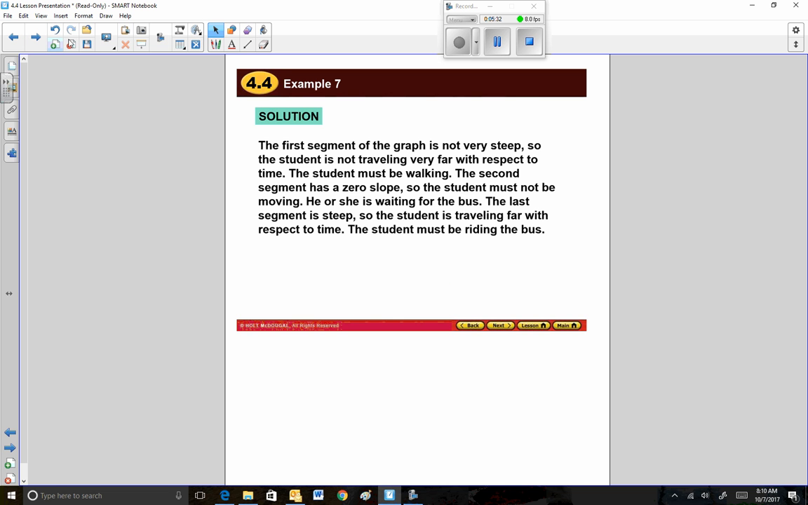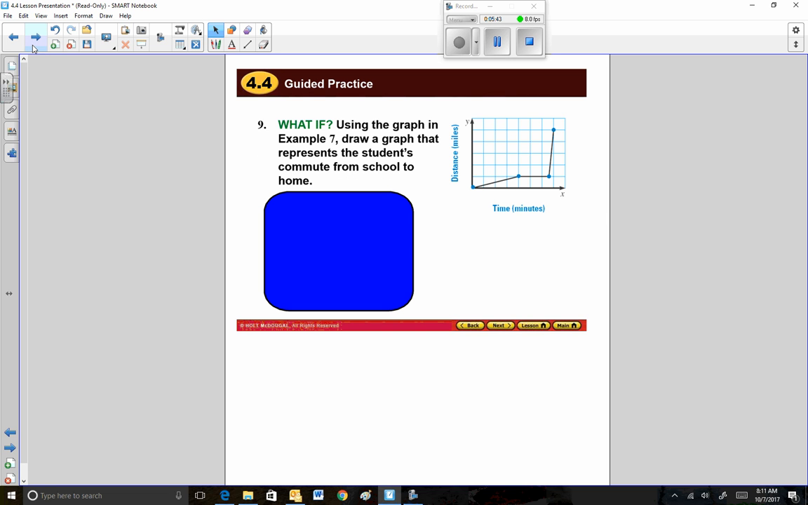All right, let's look at what they say. So you can read through this. Pause your video and you can read it. That basically indicates exactly what I was just reviewing. All right, I would like you guys to use this graph. Using the graph in example 7, draw a graph that represents a student's commute from school to home. So think about yourself going from school to home. You're at school, you get on a bus, then you go home.